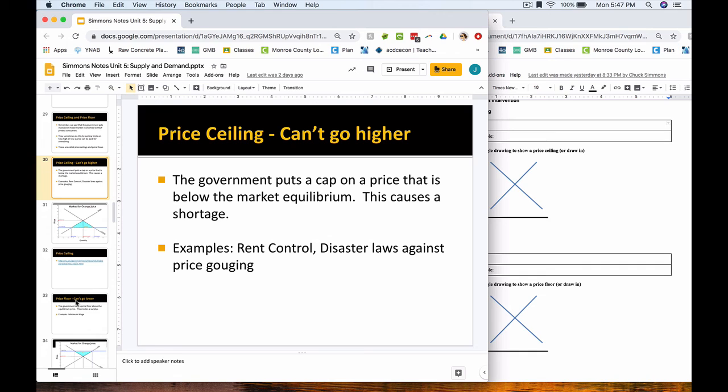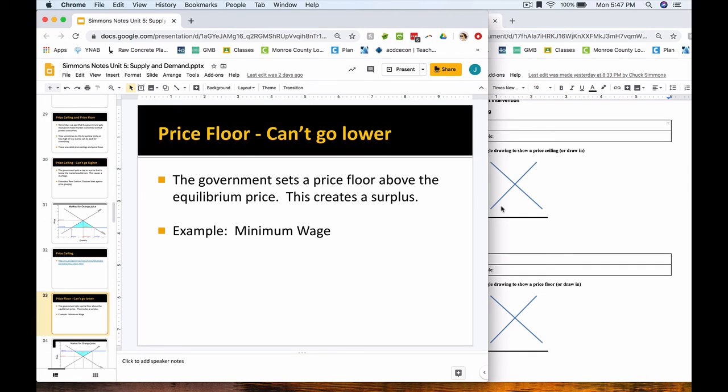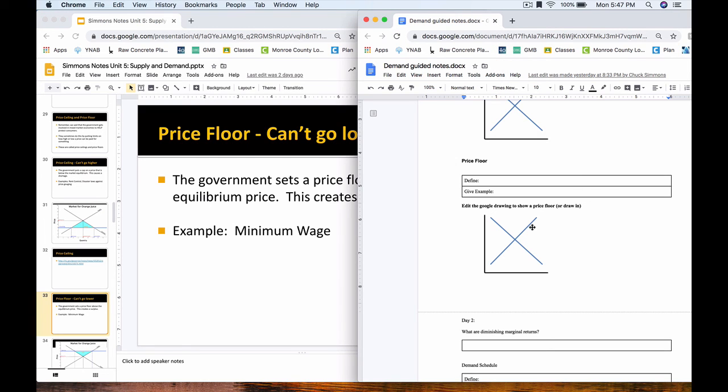All right. Price floor. You can't go any lower than the price floor. Okay, so to define a price floor, that is a minimum price that you can't go below set by the government. The example of that is minimum wage. So you can open up your Google drawing here and put your price floor in.